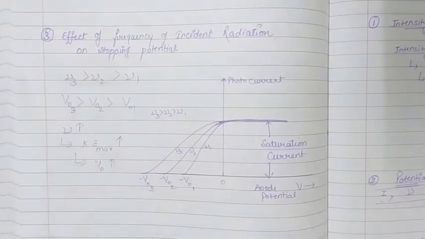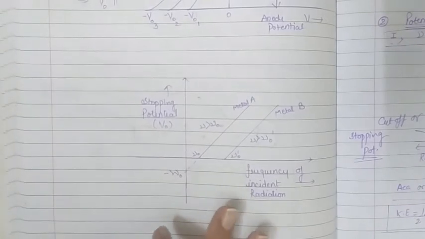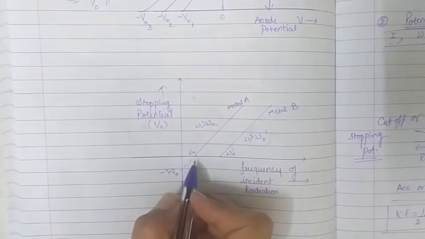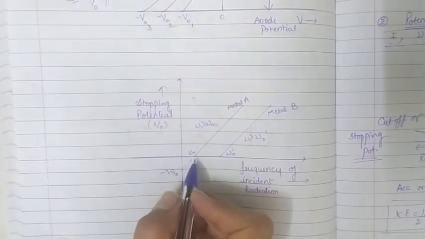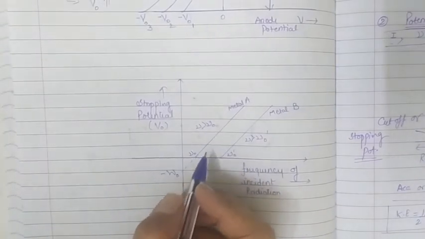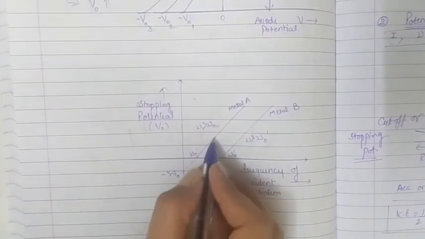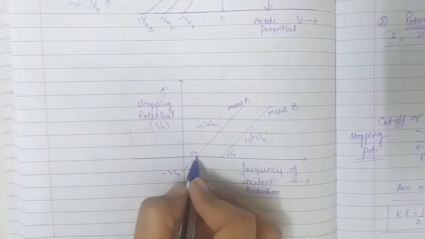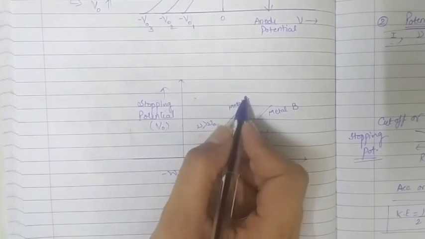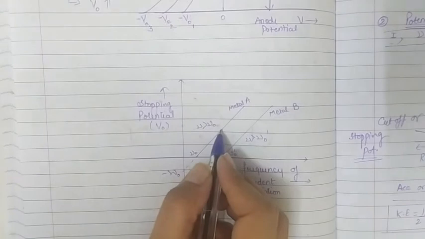Now if we plot the graph between stopping potential and frequency, then we get something like this. This shows the frequency of incident radiation and the corresponding stopping potential of different metals, and when we plot the graph between these two, we get a straight line. This graph shows that the stopping potential increases linearly with the frequency nu of incident radiation for a given metal. If we keep the metal same, then the stopping potential value increases as we increase the frequency.